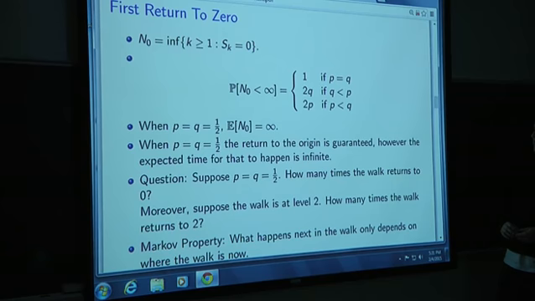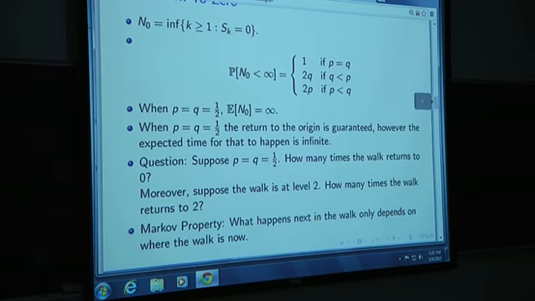Suppose the walk is at level 2. How many times does the walk return to level 2? In the balanced case. Suppose that my random walk is at level 2. I'm saying S equals 2, and P and Q equal half. I'm asking how many times I will go back to 2.